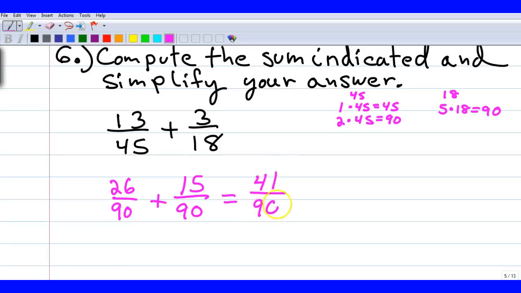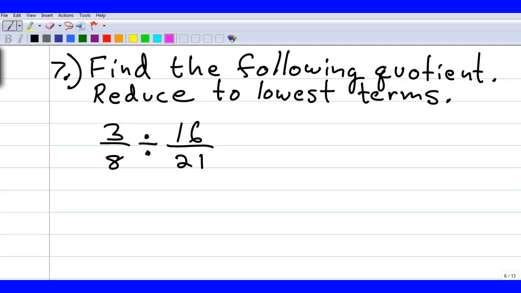Then I just carry over the 90. Looking at 41, there aren't any numbers that will divide into 41 other than itself. So I'll take that 41, I'll see if it divides into the 90 evenly. I see that it won't. Therefore, it's in the simplest form, so this will be my final answer.